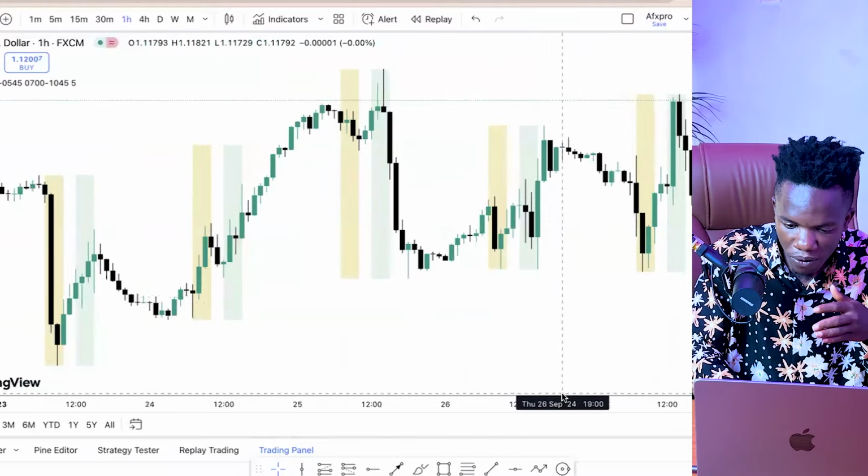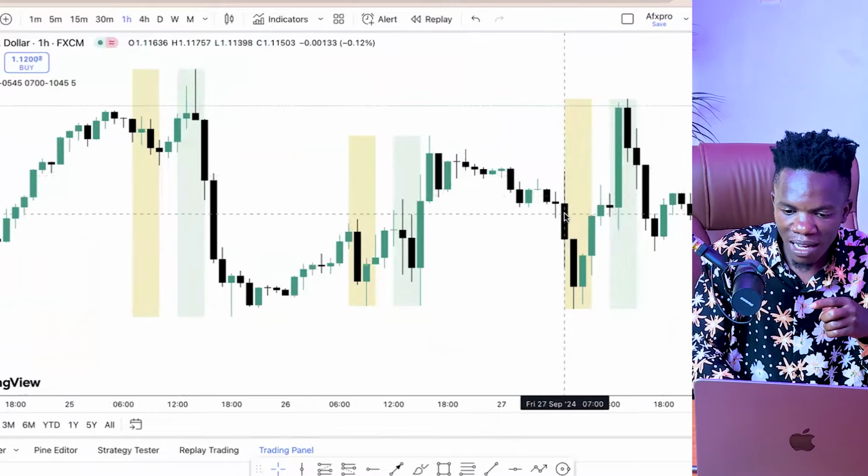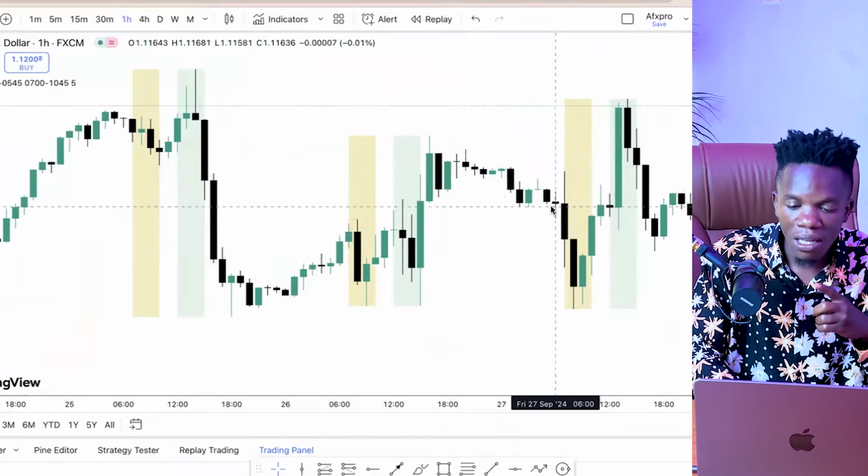Then you can see how beautiful this thing is, that we can use it to avoid this move. You can see this move never got confirmed on the lower time frame. I can prove it to you guys.